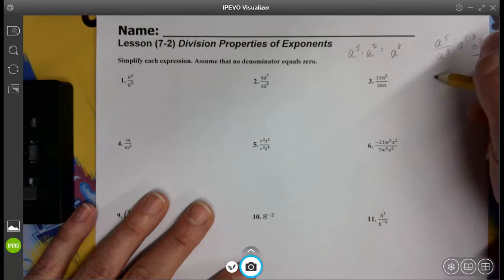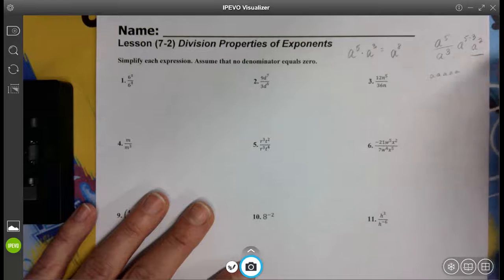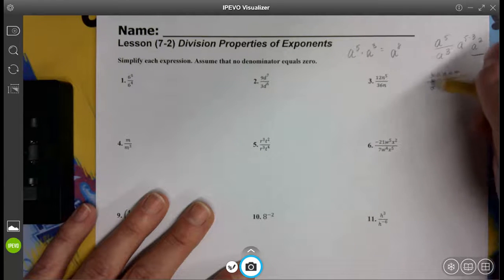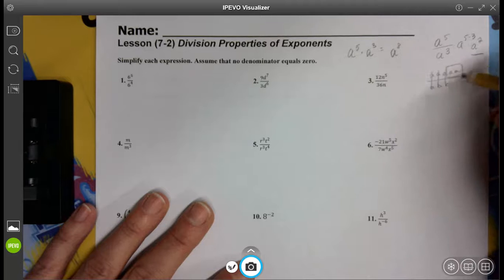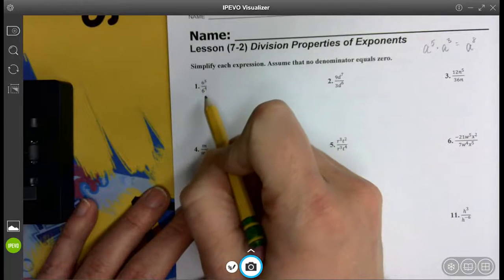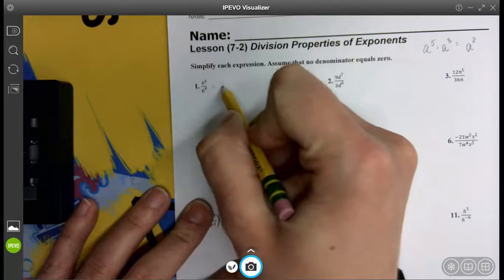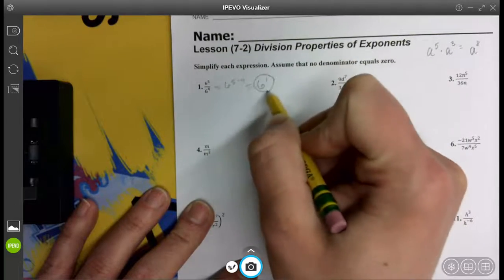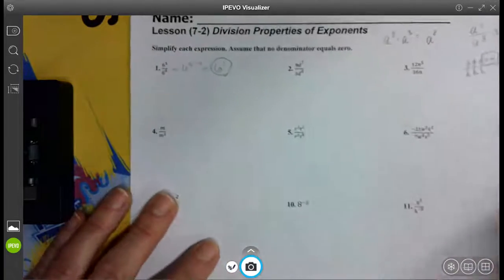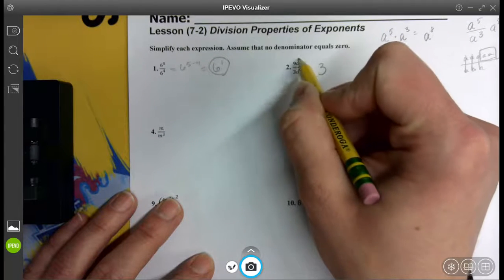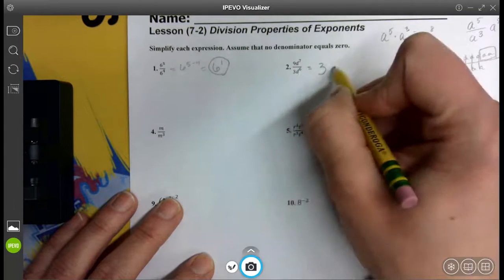So you can think of it this way. If I have 5 A's on top and I have 3 A's on the bottom, how many are left? 2. Okay, so look here. 6 to the 5th, 6 to the 4th, 6 to the 1st. If you don't believe it, you can try it in your calculator. And 9 divided by 3 is 3. 7 on top, 6 on the bottom, 1 remains on top.